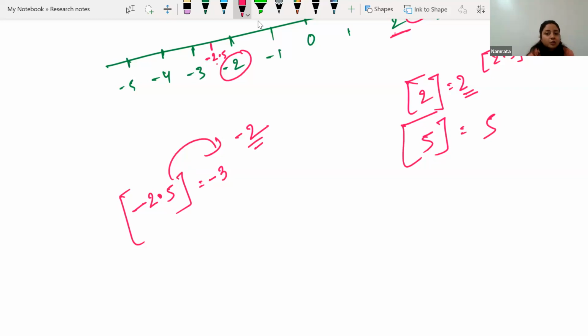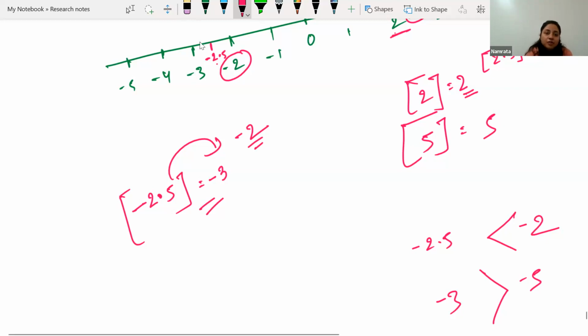When we have two negative numbers, minus 2.5 and minus 2, we know that minus 2 is greater than minus 2.5. If we have minus 3 and minus 5, we know that minus 3 is bigger than minus 5. So it will always give the very next integer as the result, but that integer must be smaller than it. So the smaller integer than minus 2.5 is minus 3, not minus 2. That's why the result is minus 3 over here.